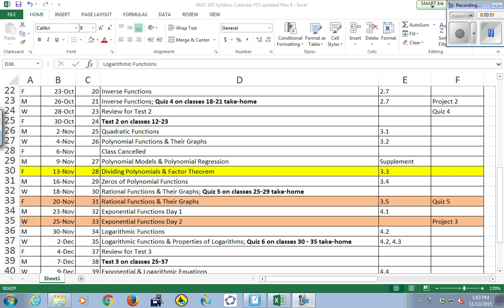Look at our schedule. We're going to talk about dividing polynomials and the factor theorem today.